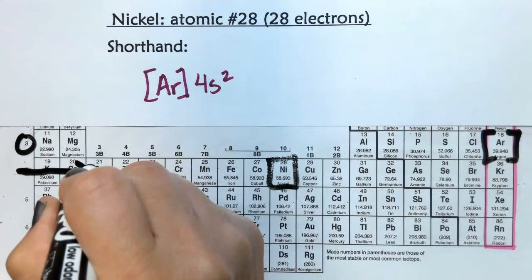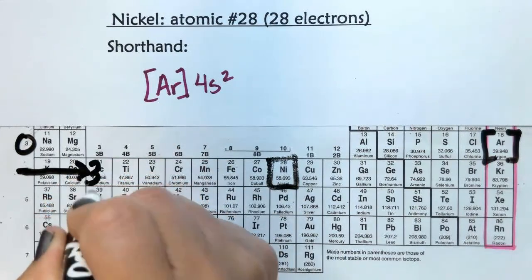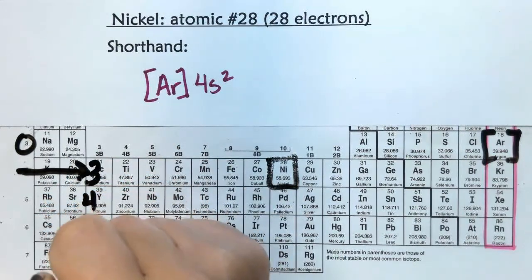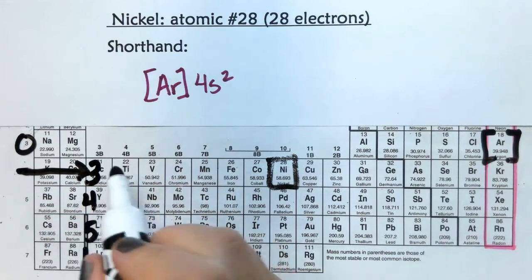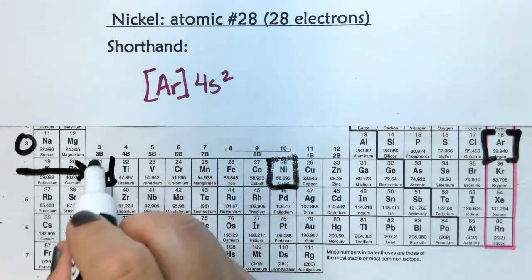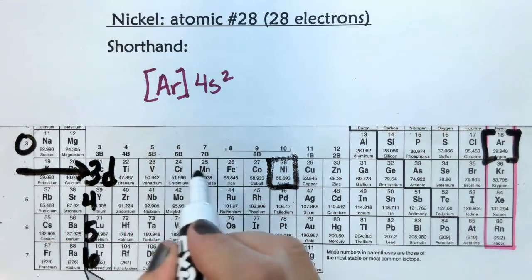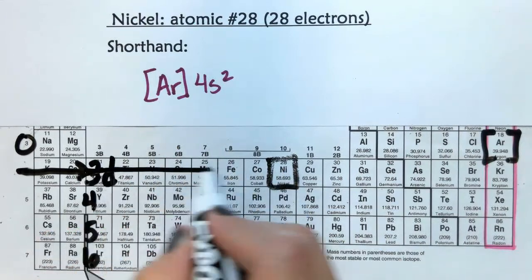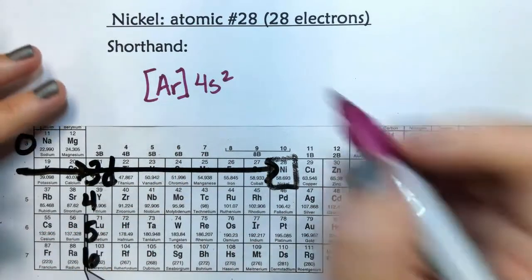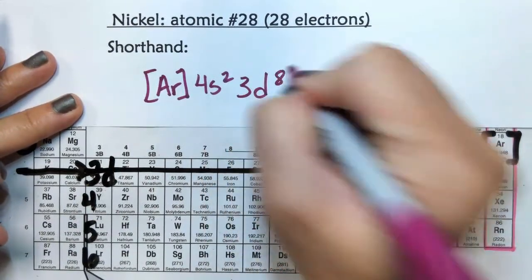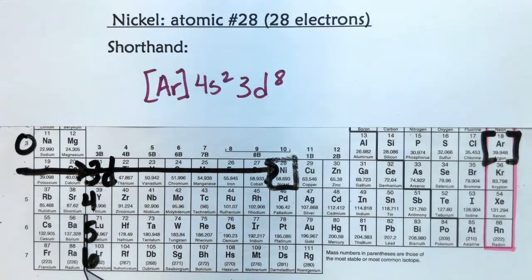Remember that this is the D block here, and so the row number -1 is going to be our energy level. So this will be 3d, 1, 2, 3, 4, 5, 6, 7, 8. So that'll be 3d8 to complete our shorthand notation of nickel.